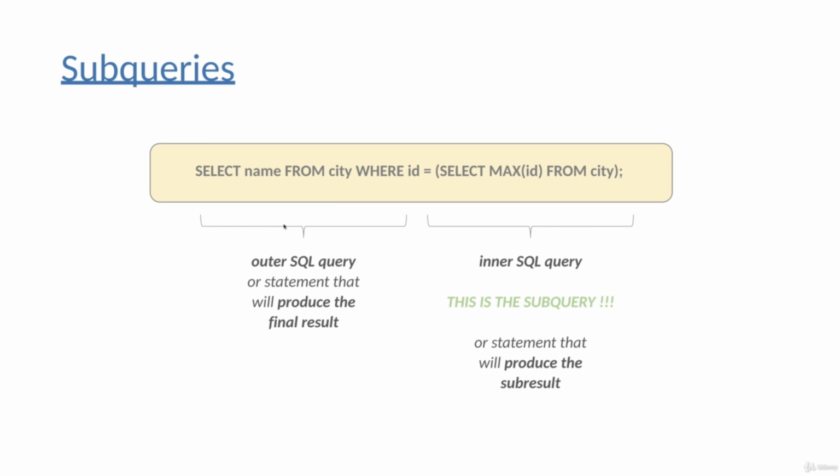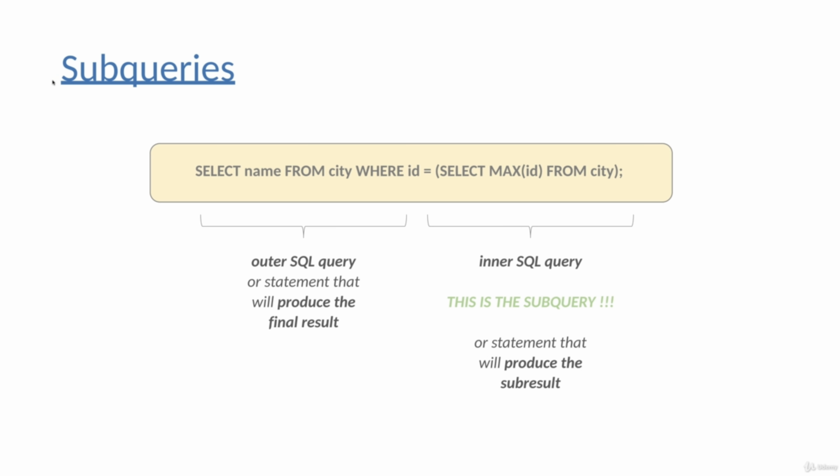So there are two parts. We have the outer SQL query or statement that will produce the final result, and we have an inner query within parentheses, as you can see. So the ID is not equal to a predefined value, for example 212 or 78, but we are going to calculate the ID with the help of another SQL query. So this is the subquery itself that will produce the sub-result. The sub-result in this case is going to be the value for the ID, and if we know the value for the ID, then of course we can execute the outer SQL query in order to get the final result.